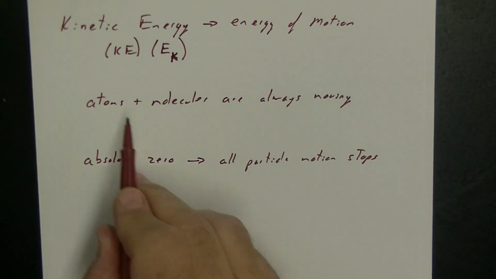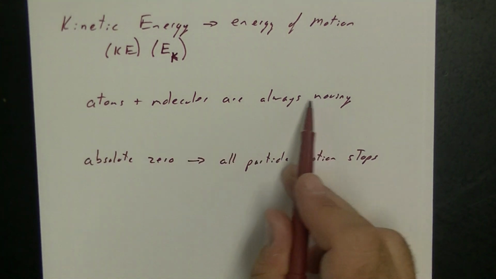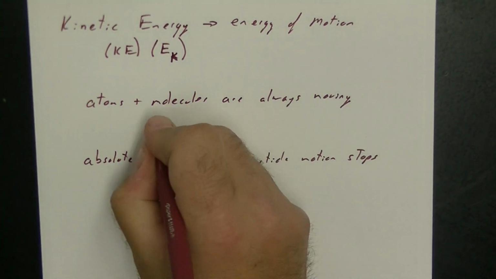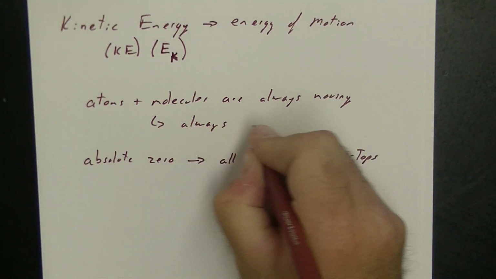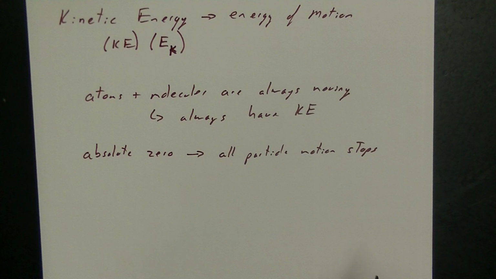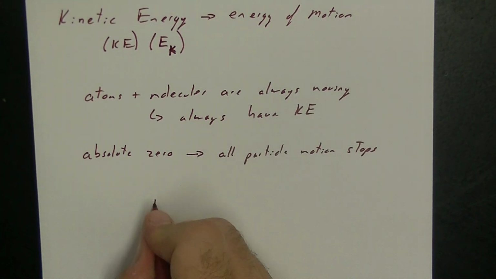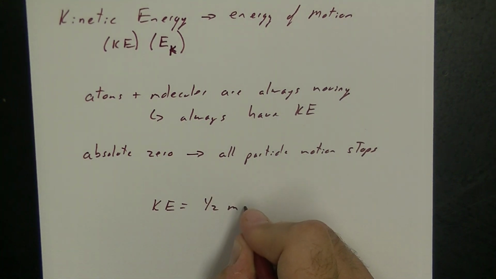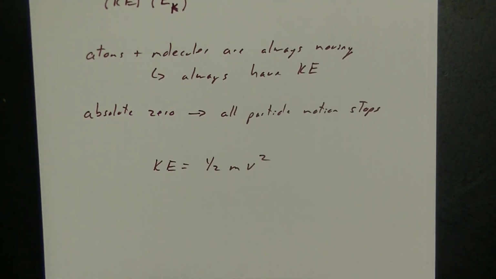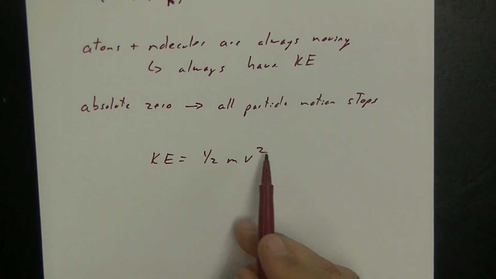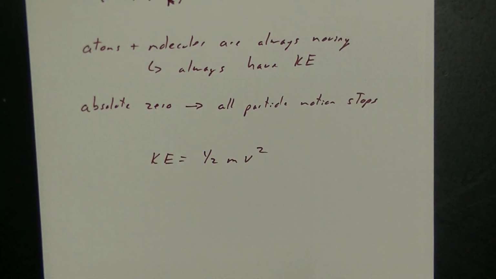But since we can't get to absolute zero, particles and atoms are always moving, right? Which means they always have kinetic energy. There is a formula for kinetic energy. Kinetic energy equals 1/2 mv squared. And again, this is another equation that I'm sure all of you have used. So if we need to calculate kinetic energy, this is what we'll use.